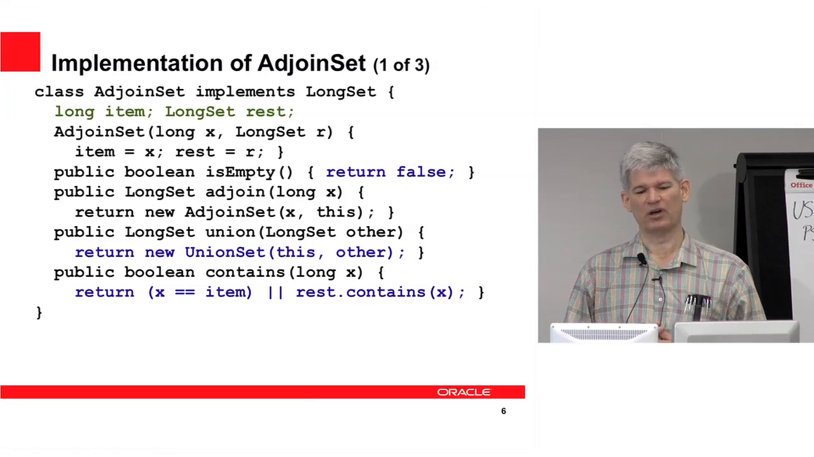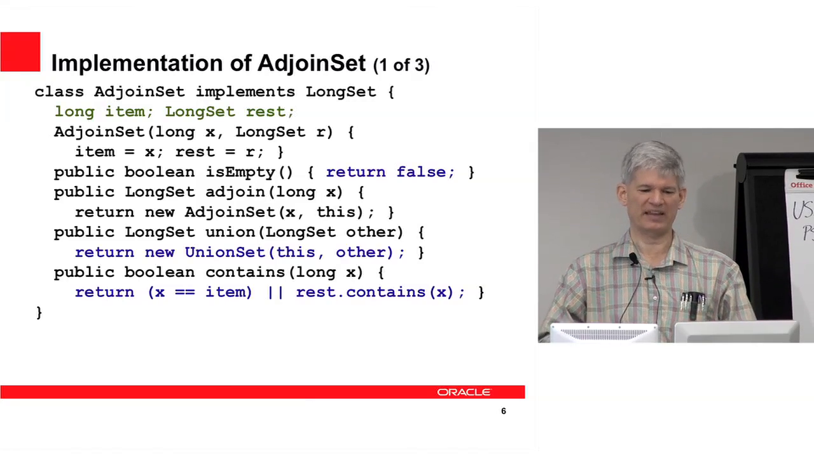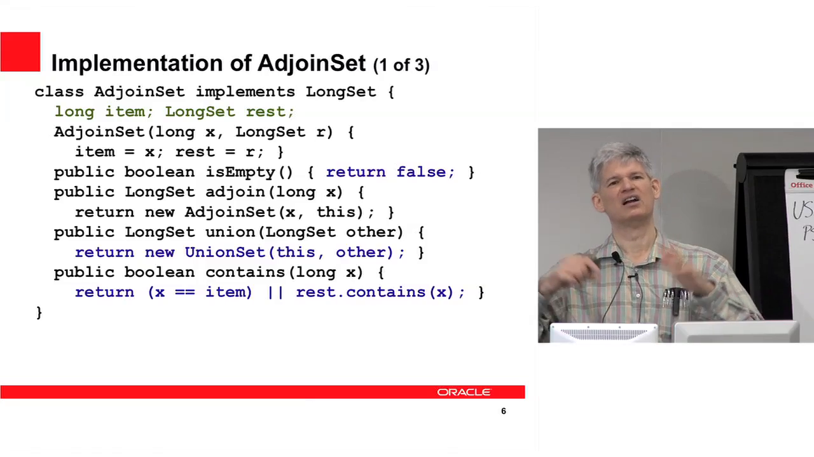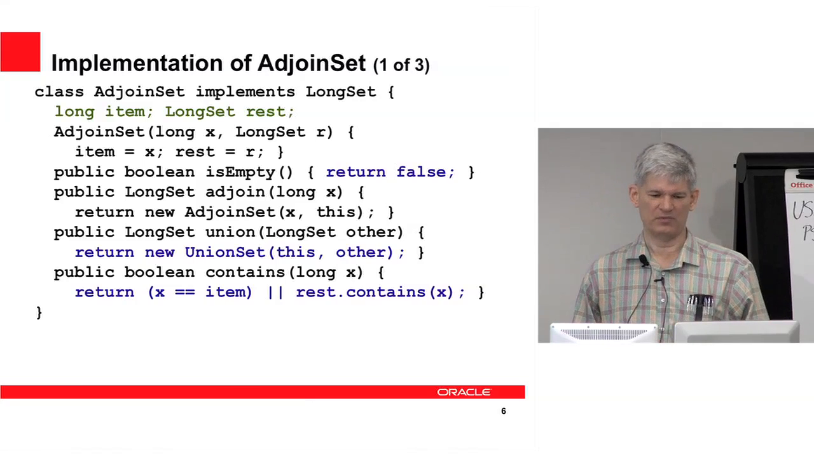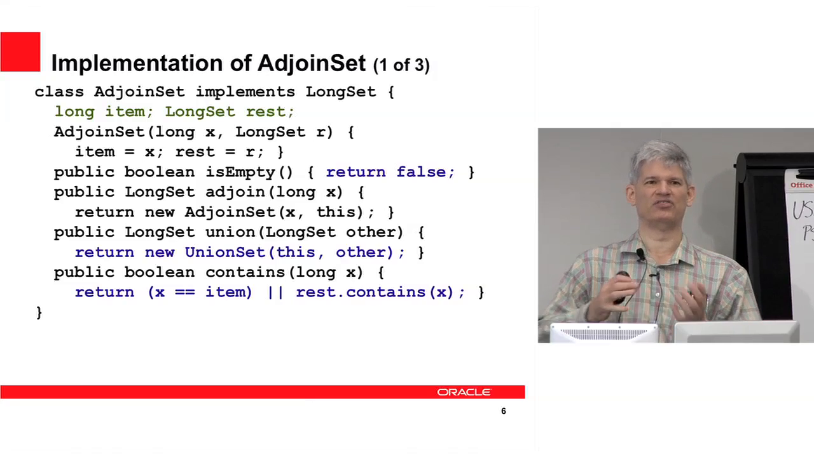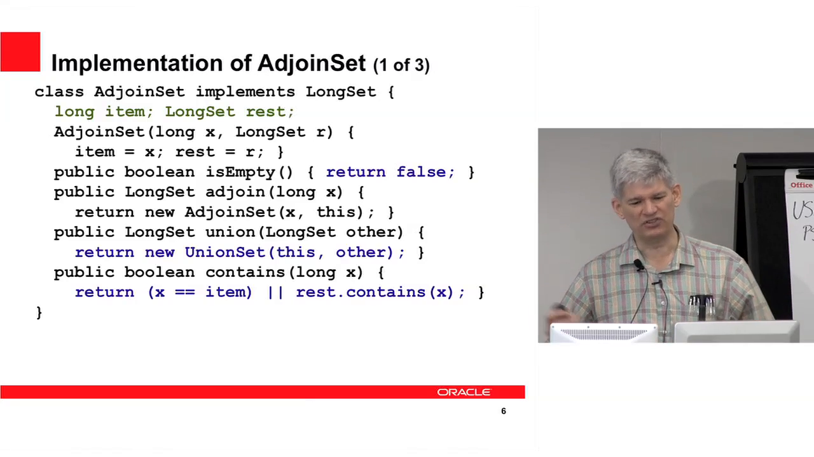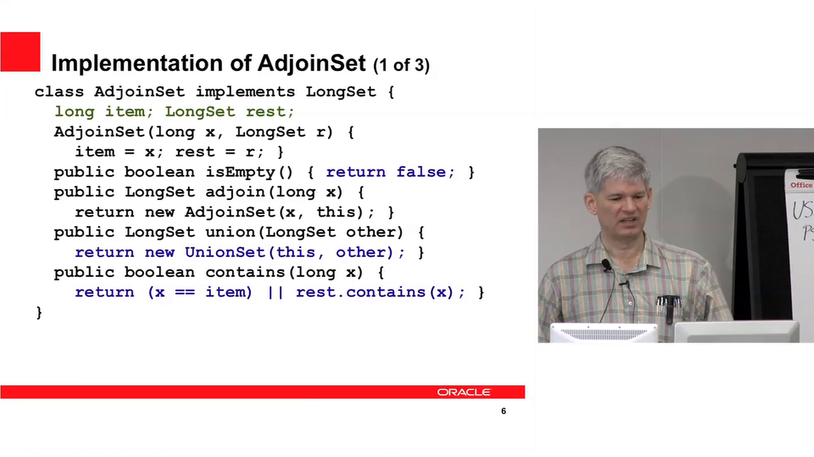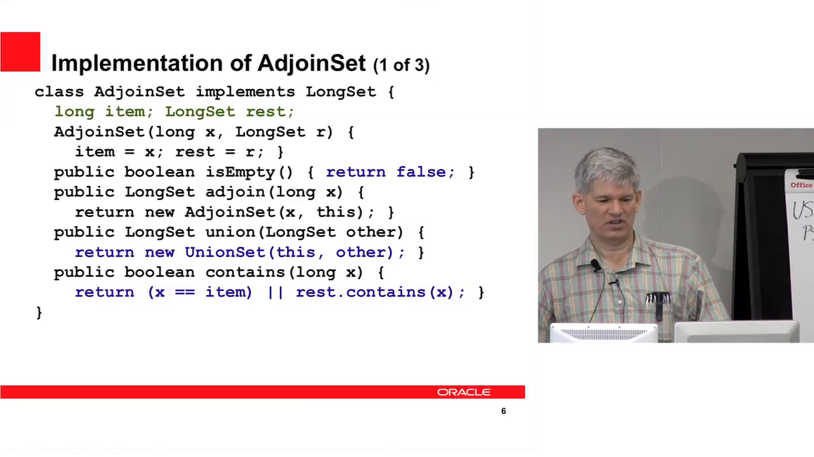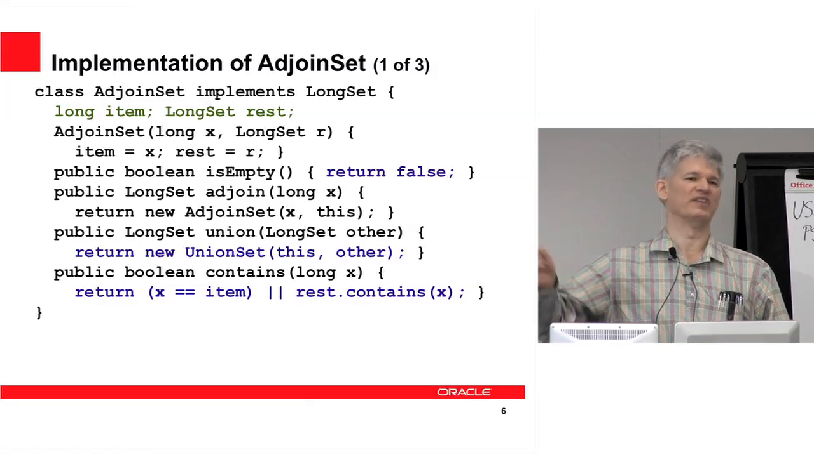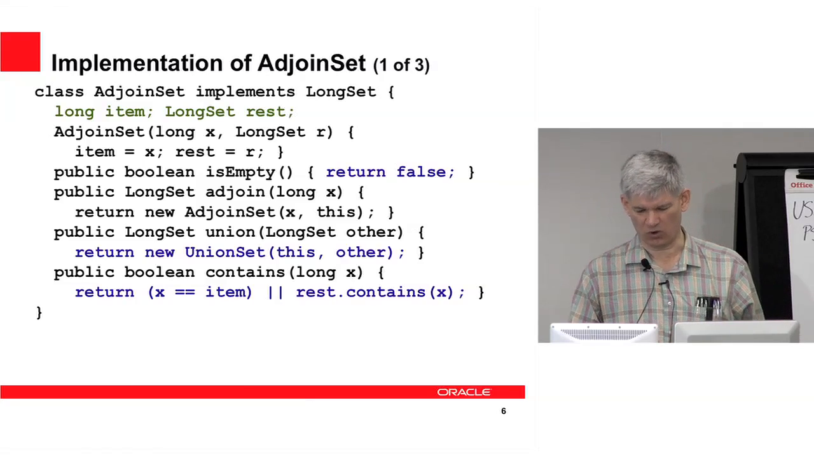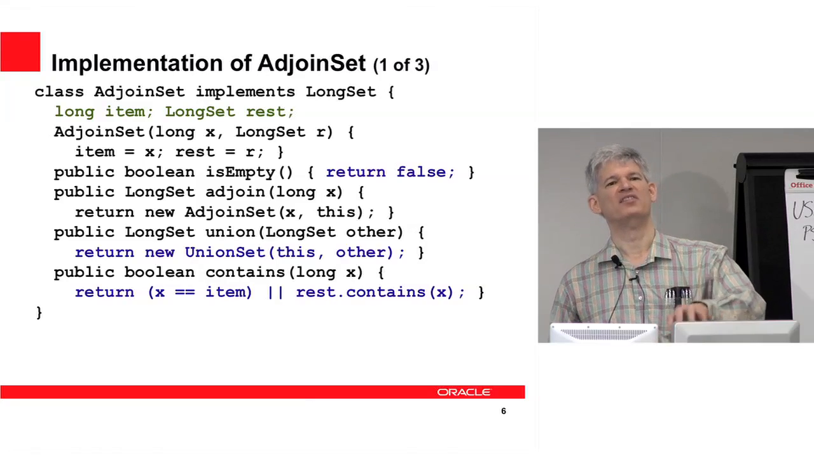And to adjoin something to this AdjoinSet, we just make a new AdjoinSet object. That's straightforward. That's like consing the new element onto the front of a list in Lisp. For unions, we're going to make a new UnionSet consisting of this set and the other set we were handed, and we'll see the UnionSet object specification in a moment. And finally, if you want to know whether this set contains the value x, well, it contains it if either x is the item in this very object, or if the rest of it contains x, one or the other. So we use an OR construct. Okay, now I'm going to refine this implementation two ways.